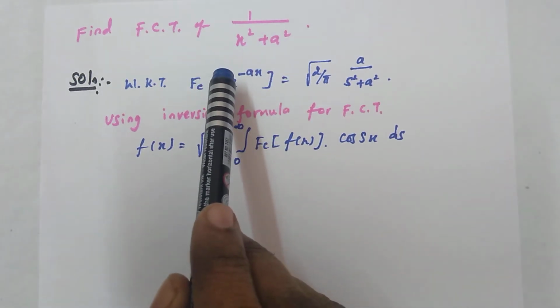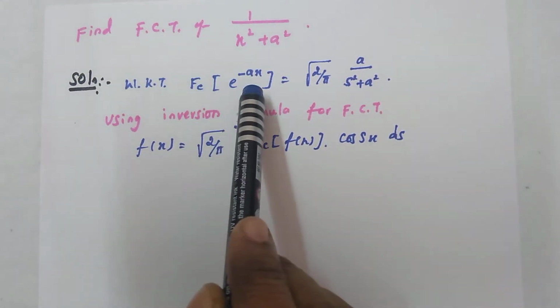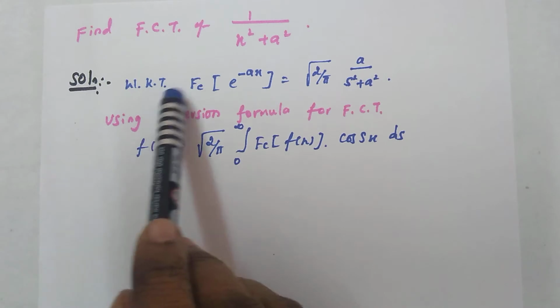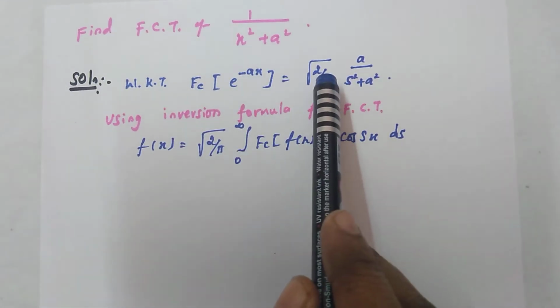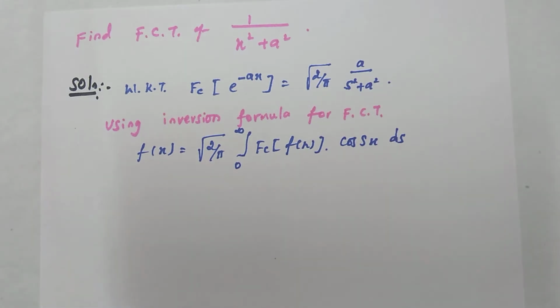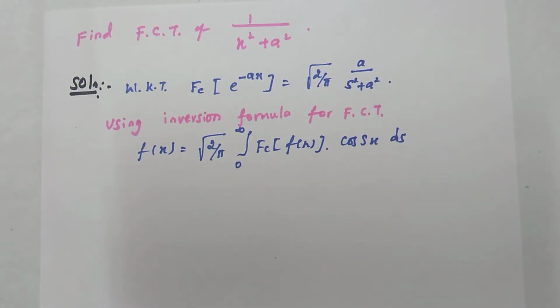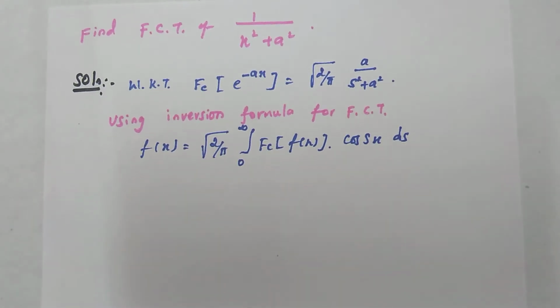Very well known result under the Fourier cosine transform is e power minus ax. We know that Fourier cosine transform of e power minus ax equal to root of 2 by pi a by s square plus a square. So using this result only we are going to do this problem.